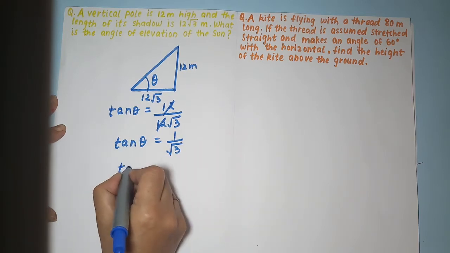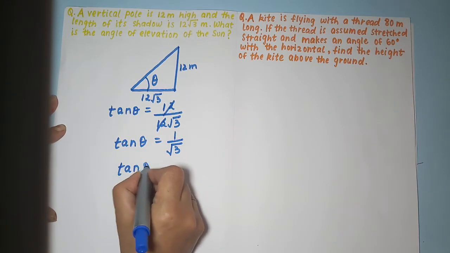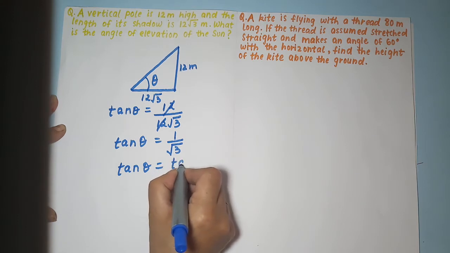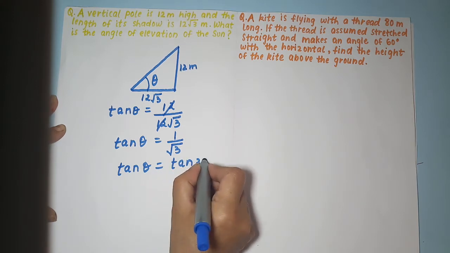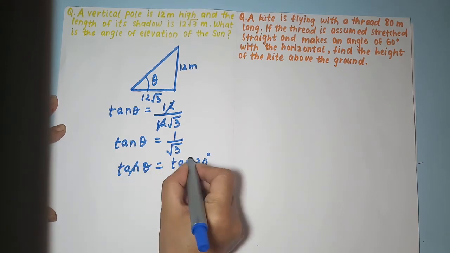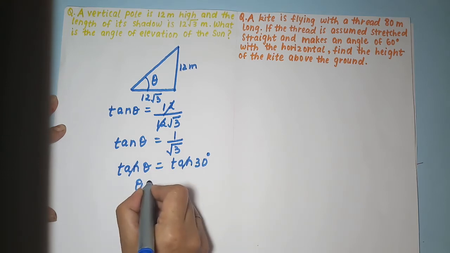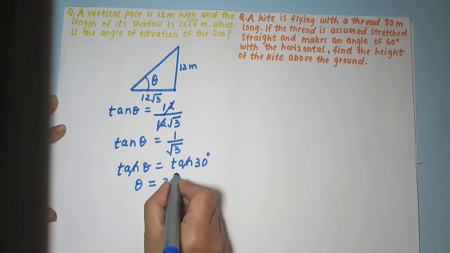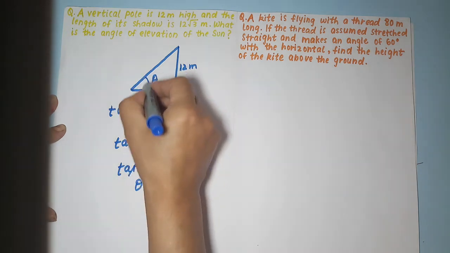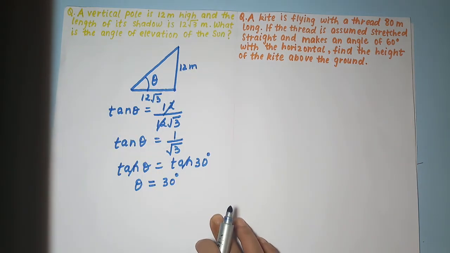So, we can write tan theta is equal to tan 30. So, what will we get? We will get rid of this tan and we will be left with theta is equal to 30 degree. Right? So, we have found this angle theta as 30 degree.